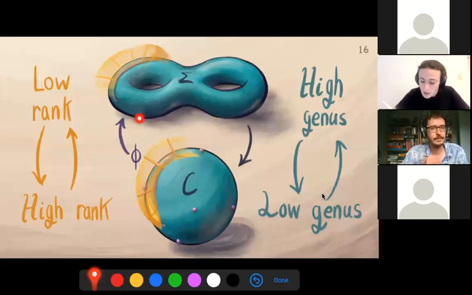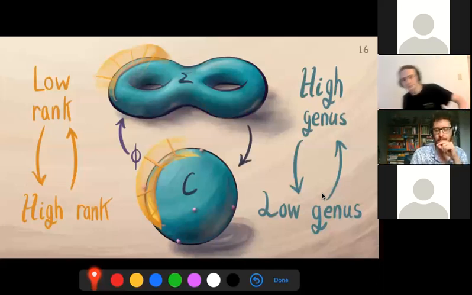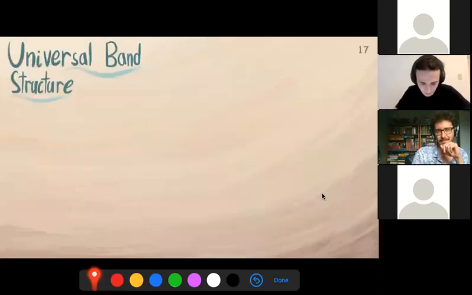If we start on a high genus crystal with low rank, we can trade that for a high rank momentum on a lower genus crystal. Maybe some singular points, I don't know. That's kind of cool.